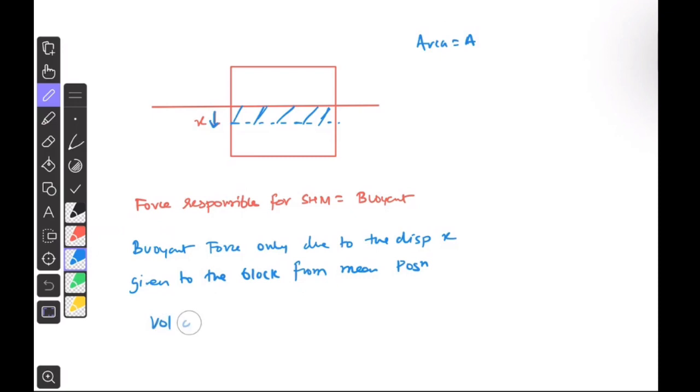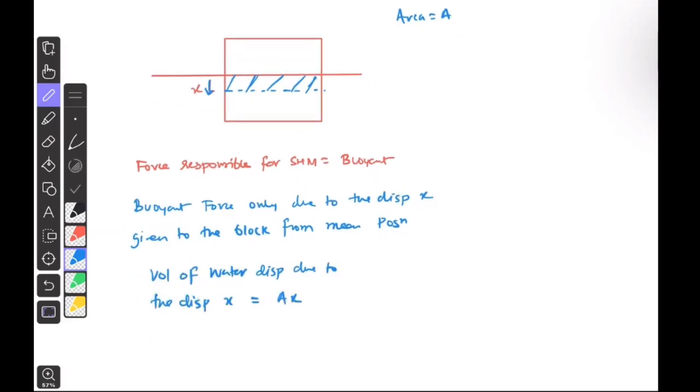So volume of water displaced due to the displacement x will be how much? A into x. So the buoyant force due to the displacement x will be how much? It is the weight of the water displaced. It will be rho A x into g. So the restoring force is going to be here rho A x into g.